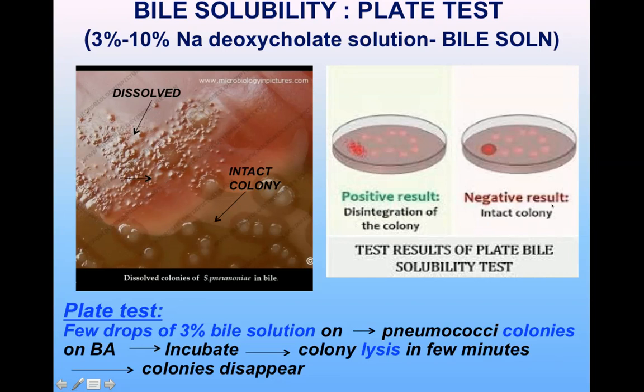This is another slide showing you the same reaction. You can see these intact colonies on the plate, but when you put bile solution on it, if it is Strep pneumoniae, the colonies disintegrate, and if they are Strep viridans, then the colonies remain intact.